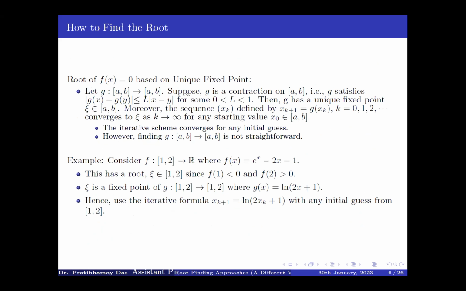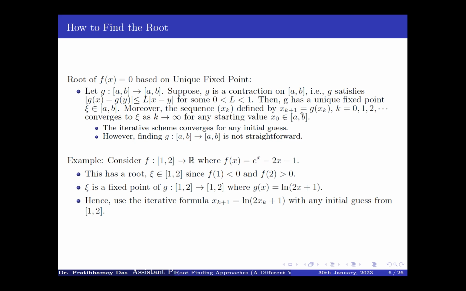If g is a contraction, |g(x) minus g(y)| less than or equal to L times |x minus y|, where L is less than 1, then this sequence, x_(k+1) equal to g(x_k), will converge to a point, and that point will be the root of f(x). So there are two functions coming. One is f(x), another is g(x). f(x) is the given function, g(x) is the construct. Okay.